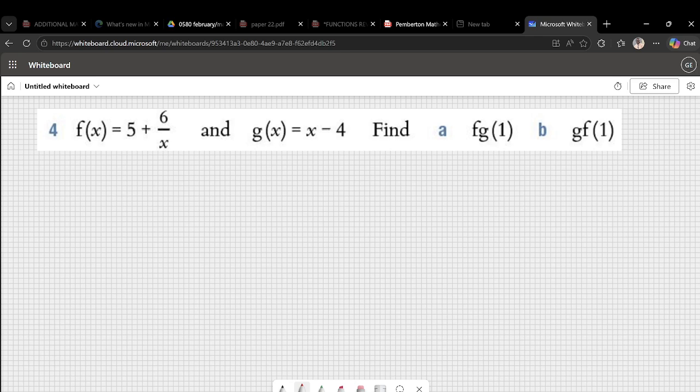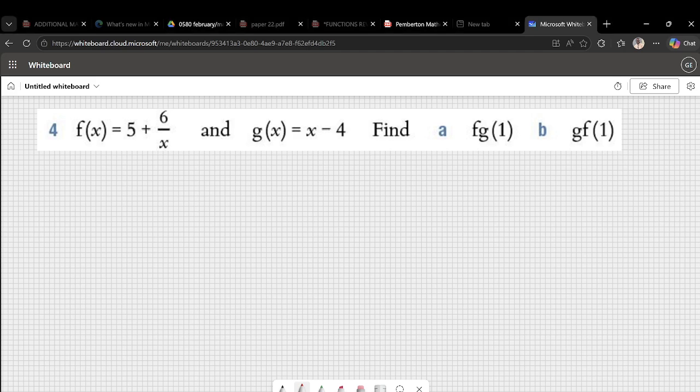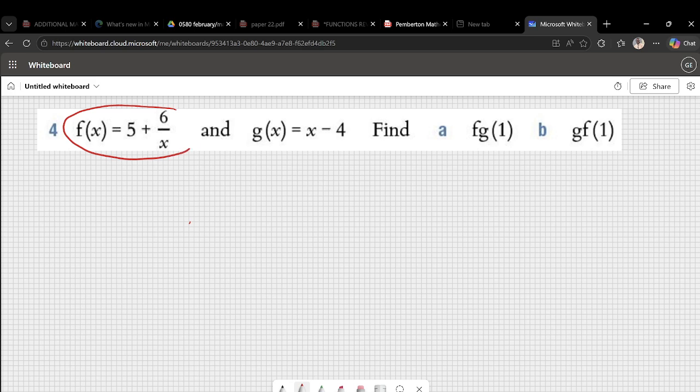Okay, now let's look at question 4. Let's see how this will be done. So for question 4, we are told that f of x is equal to this, g of x equals to this, and we want to find f of g of 1.